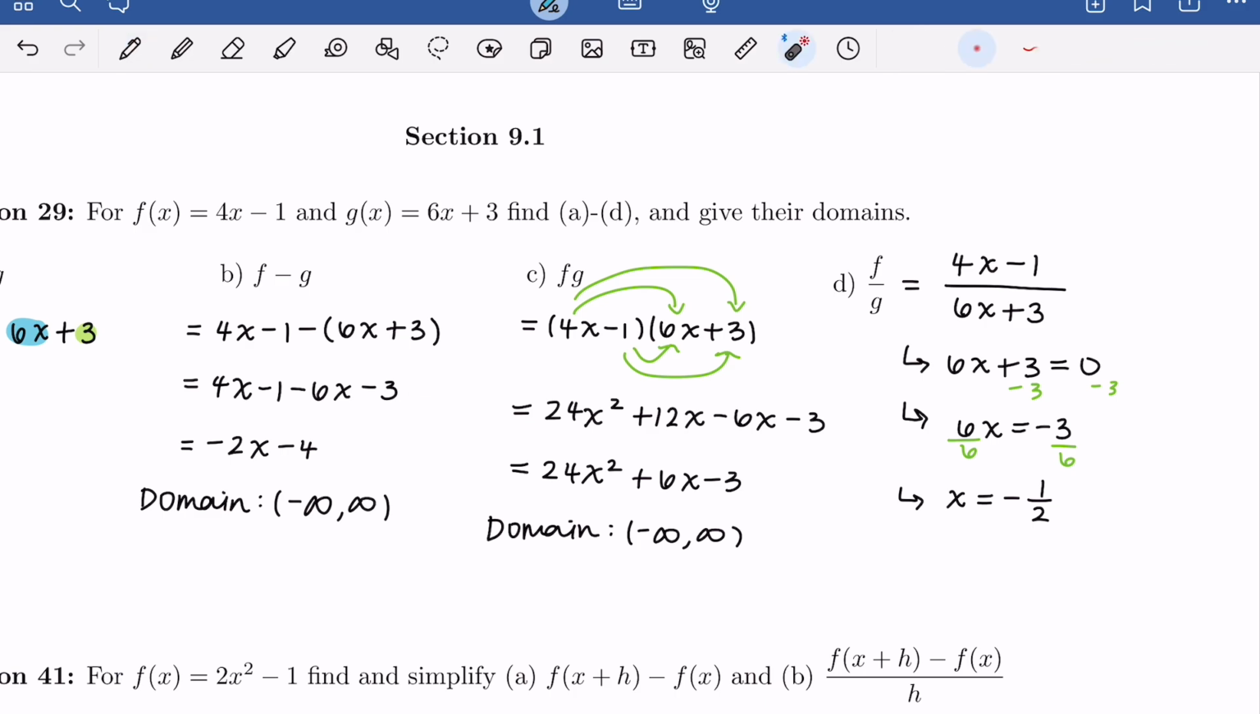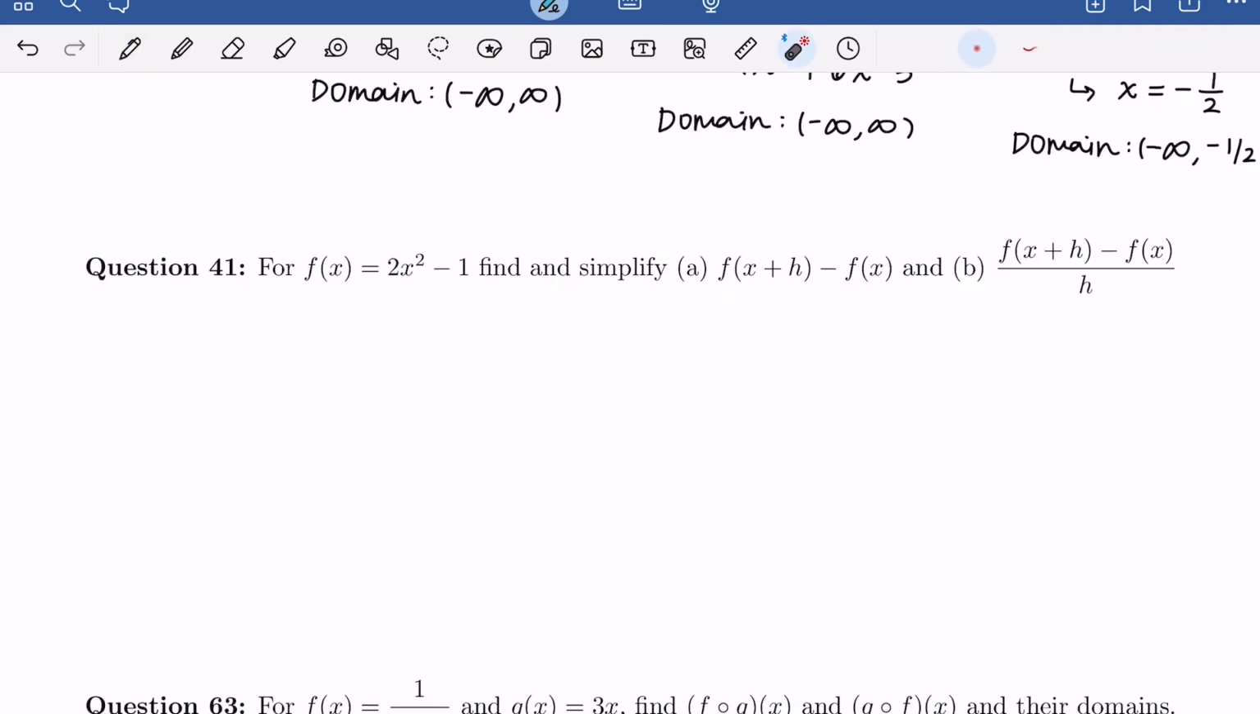So this means that if x were to be equal to negative 1/2, if we were to plug that into our equation here for this x, we would end up with 0 in our denominator, which would make this undefined. So that means our domain is going to consist of all real numbers except negative 1/2. So we're going to go from negative infinity up to negative 1/2, but not including that guy, and then negative 1/2 up to infinity here. So that would be our domain for that one.